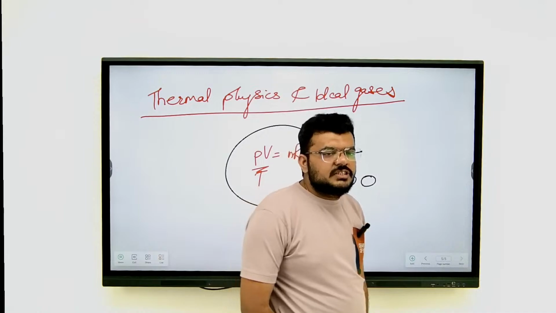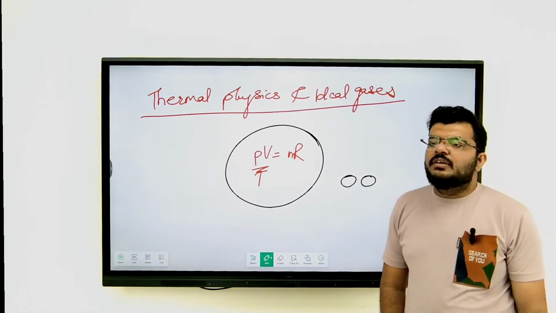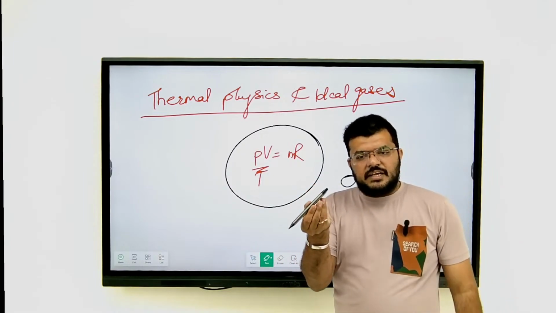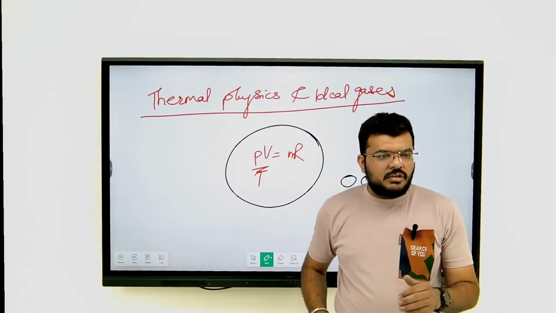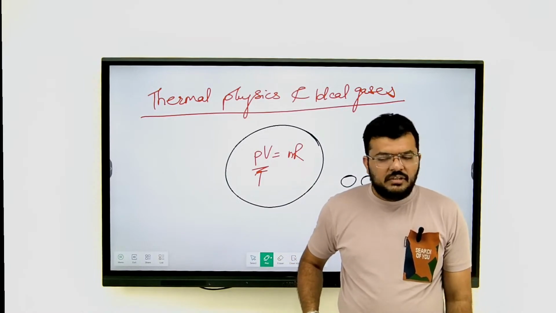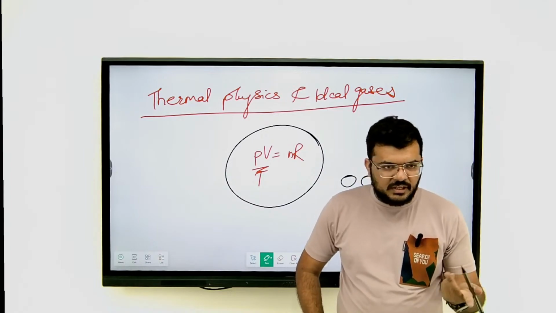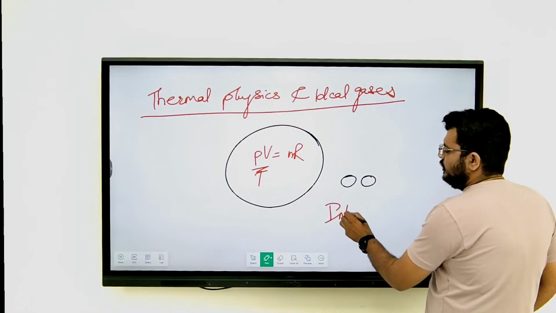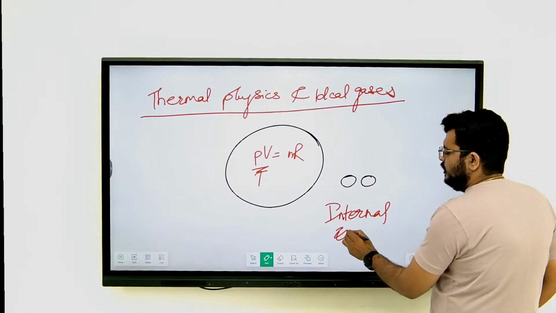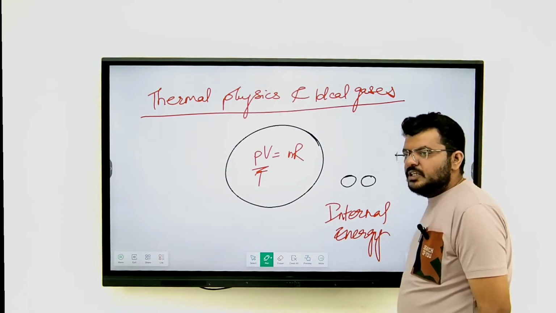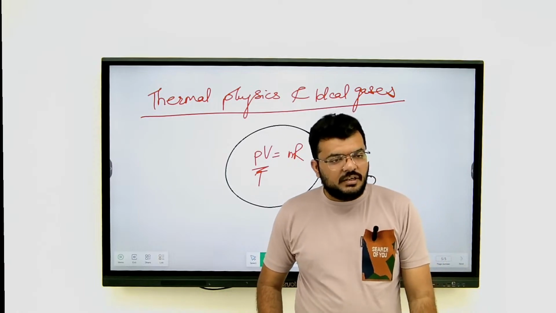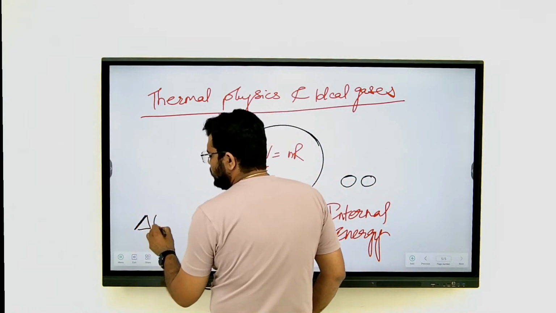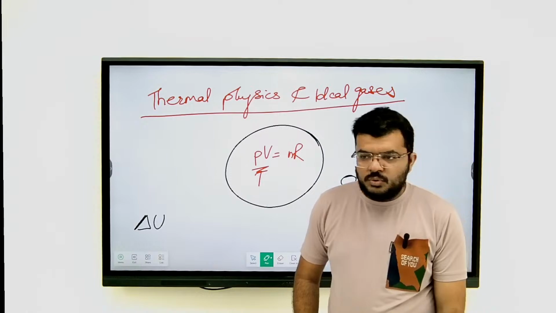But imagine oxygen gas. Oxygen gas has a diatomic molecule, so that diatomic molecule can rotate as well as go forward. So there are a lot of types of energies that it has, right? Translational energy, rotational energy. All of these energies can be clubbed under one word: internal energy. This internal energy cannot be measured directly. You can only measure the change in internal energy, so it is denoted by delta U, right?